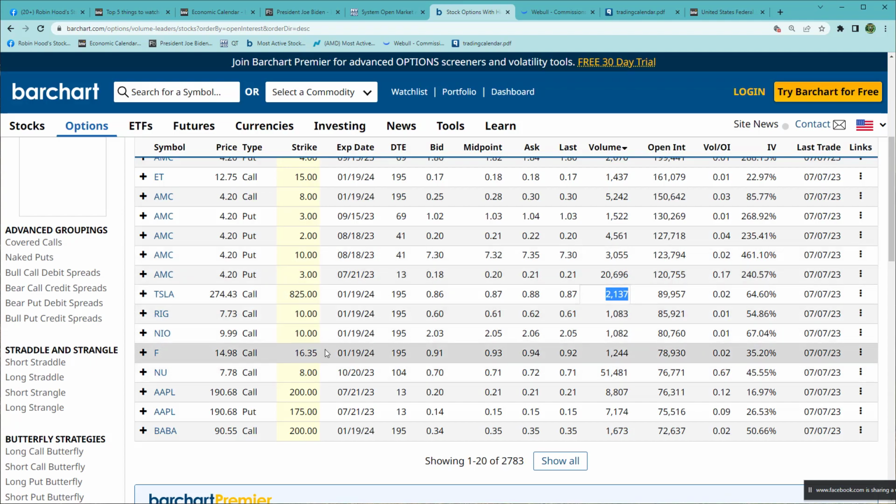Anything else in here? Let's see. No, I don't really. Oh, wait. Alibaba, you guys, look at this. Alibaba, which is currently at $90.55. We have a $200 call strike price with the same expiration date, next January 19th, approximately 195 days from now.